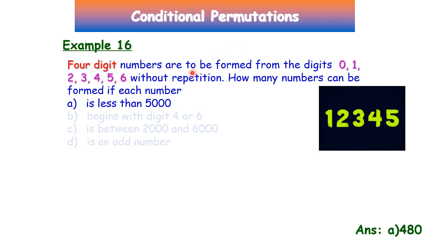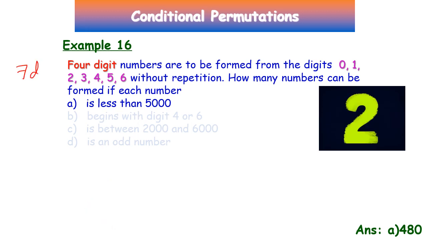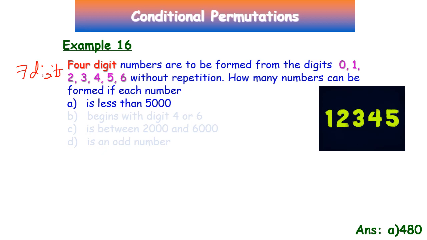So in example 16, 4-digit numbers are to be formed from the digits 0, 1, 2, 3, 4, 5, and 6. So you count it from 0, it should be a total of 7 digits. Without repetition, how many numbers can be formed if the number is less than 5,000? The rest of the question will be on the next slide. So look at the first one, it's less than 5,000.